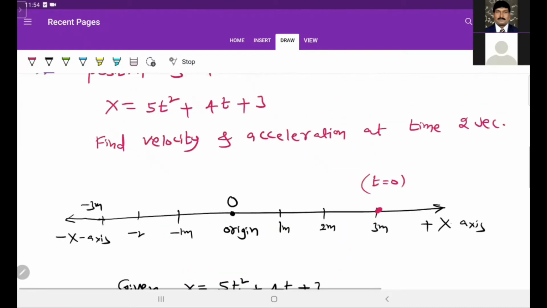Plus 4 means it is moving right side. It is moving right side with the initial speed. Initial speed, we can call it u. Initial speed of the particle, generally we use the symbol u. U value we are getting is 4 meter per second right side.